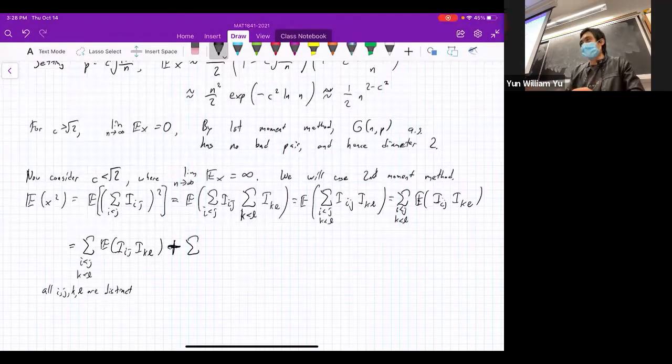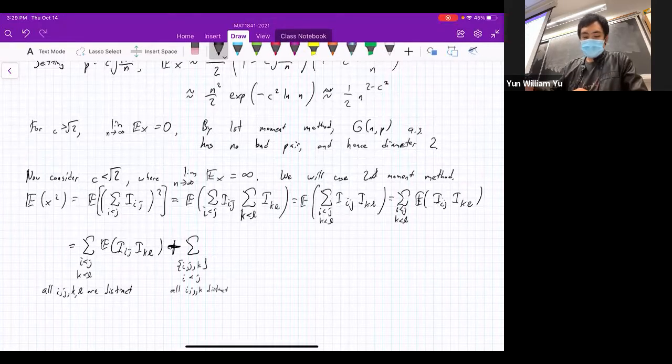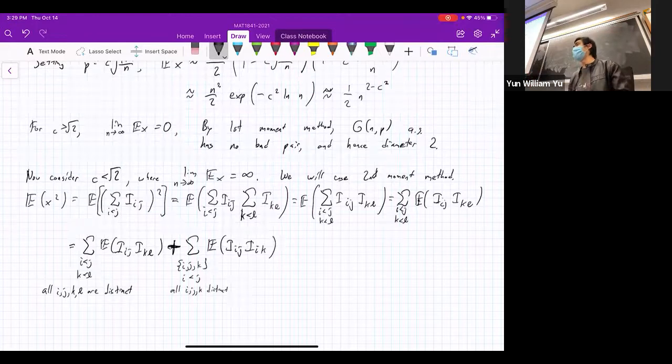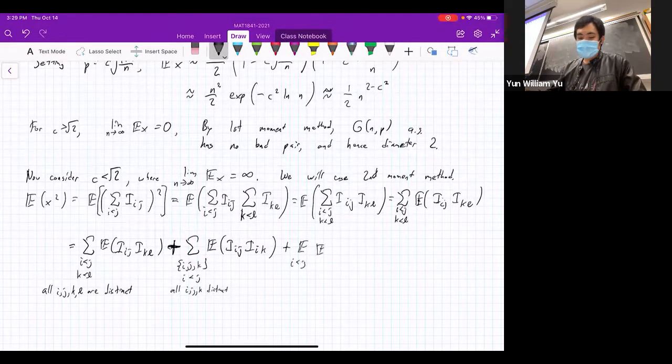So one case is you have all 4 distinct. What are some of the other cases? Yeah, exactly. So let's say that they're not all distinct. You only have 3 total things. So let's say the set i, j, k, i less than j, and all i, j, and k distinct. And we have the expectation of I_ij and I_ik. Okay, so one of the nodes is shared between the two. You have the case where both of them are shared. So the expectation over just i less than j of the expectation of I_ij squared.